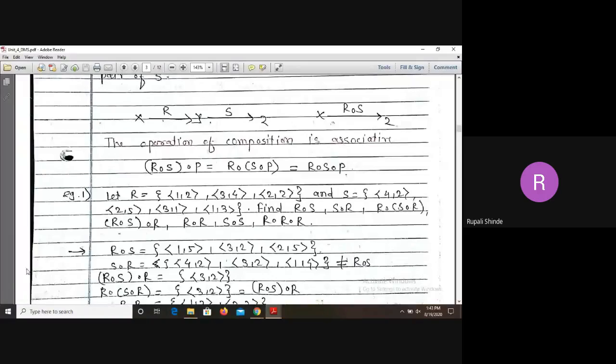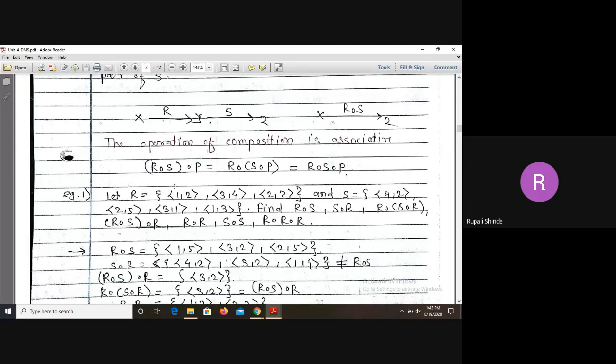Now here in the first example, two relations are given, R and S, and the first value we have to find is R composition S. So what is the rule to find this composition? We have to observe the first order pair in relation R, because we have to take composition between R and S. If we have to take composition between S and R, then we have to first consider order pairs from relation S. But here the first relation is R. That's why we have to start with order pairs of relation R.